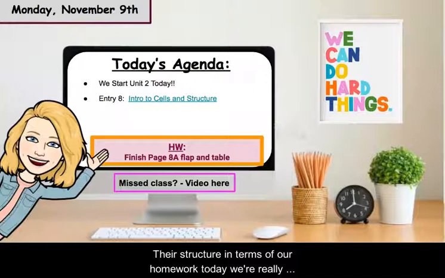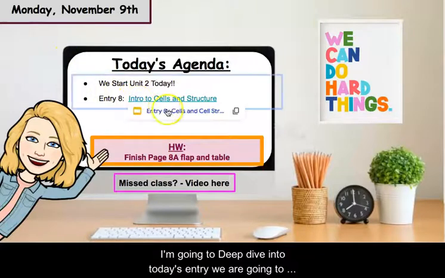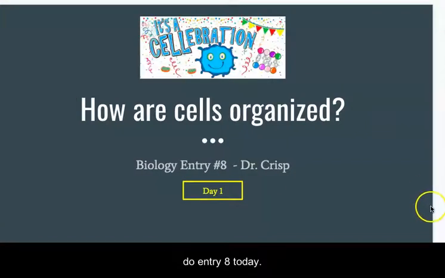In terms of our homework today, we're really going to focus in on the A page. So we're going to be doing a diagram and learning about the different cell parts and their functions. So I'm going to deep dive into today's entry. We are going to do entry 8 today.